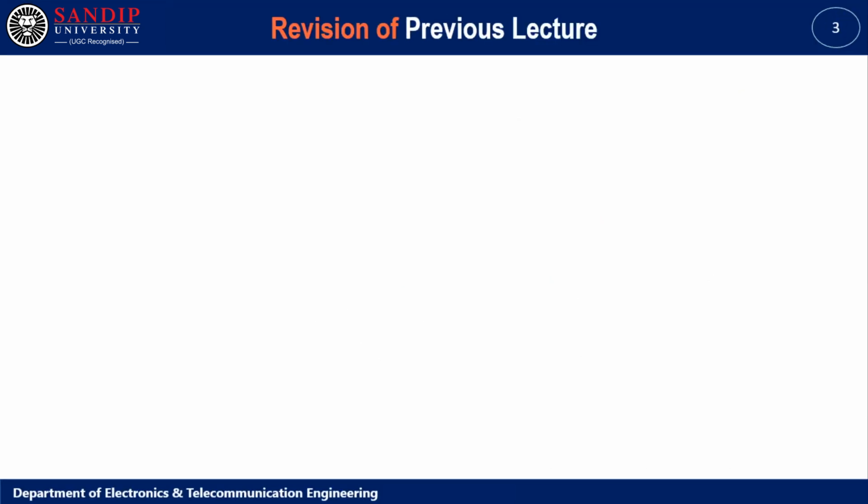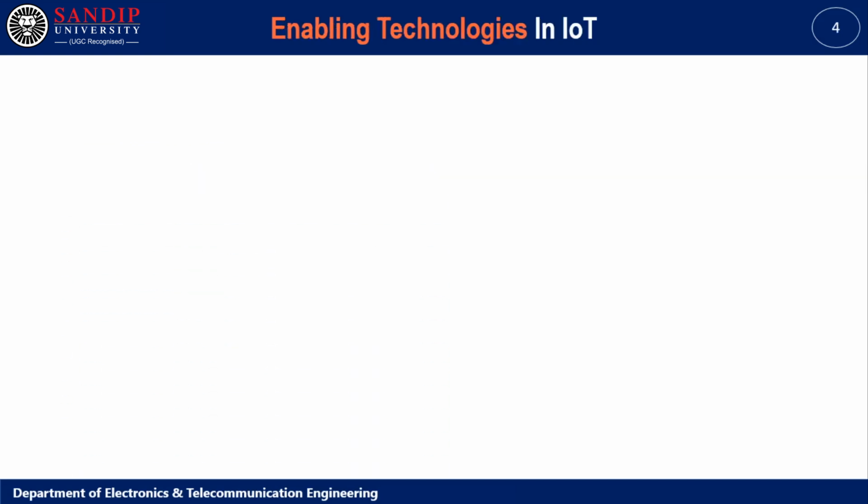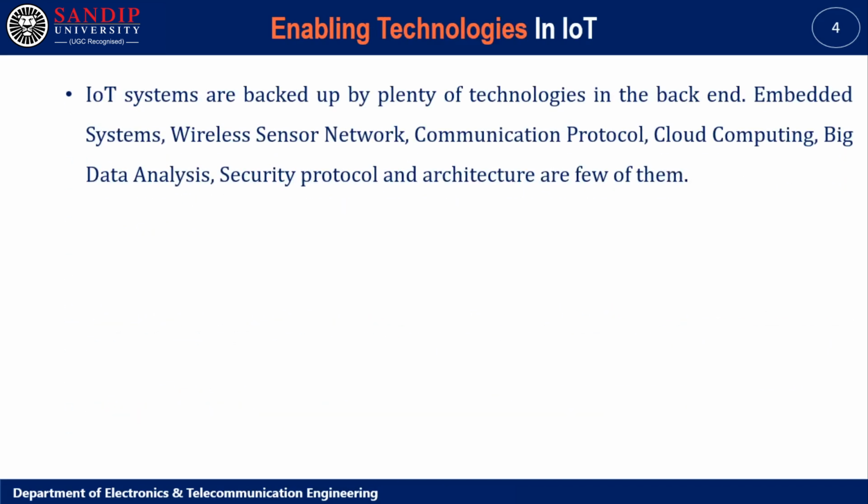Before starting with today's lecture content, let us revise the contents of the previous lecture. In the previous lecture, we have studied logical design of IoT, Internet of Things communication model, and Internet of Things communication API. Now let us discuss the enabling technologies in IoT.